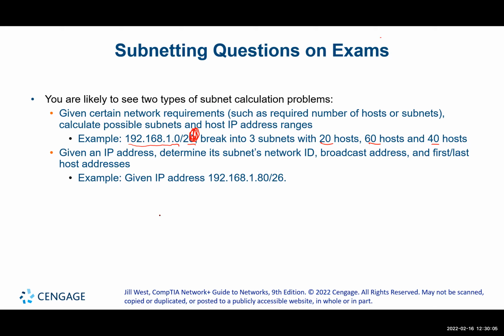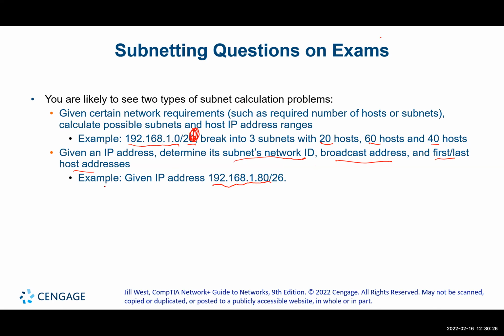The second type is where they give you an IP address and you determine the subnet's network address. What is the broadcast address? What is the first, and what is the last usable address here? So think about this one here. I have 192.168.1.80, and I have a /26 here.